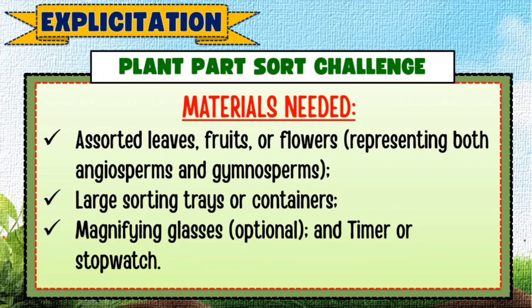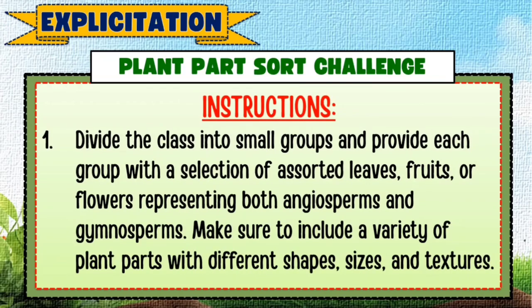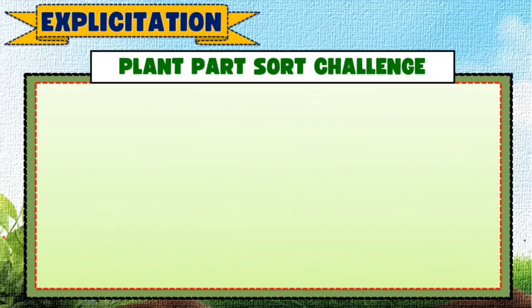Large sorting trays or containers, magnifying glasses, which are optional, and a timer or stopwatch. Instructions: Number 1. Divide the class into small groups and provide each group with a selection of assorted leaves, fruits, or flowers representing both Angiosperms and Gymnosperms. Make sure to include a variety of plant parts with different shapes, sizes, and textures.